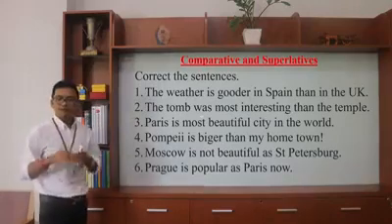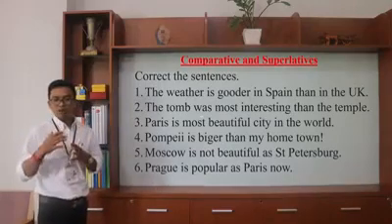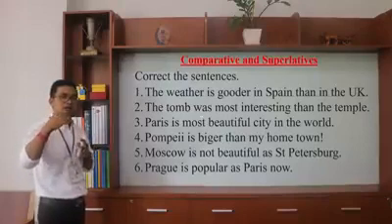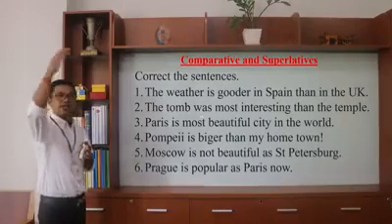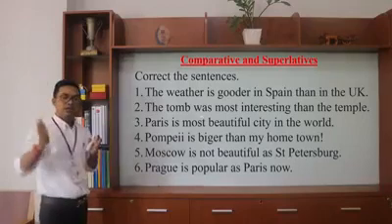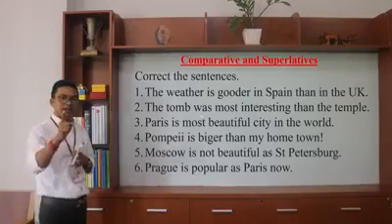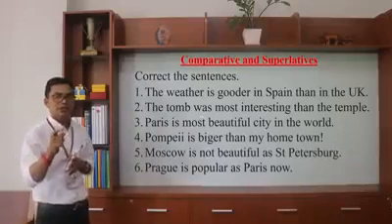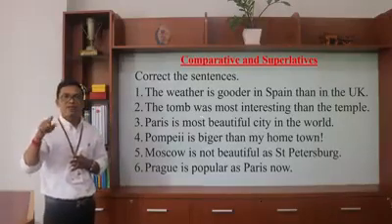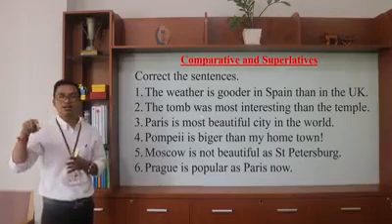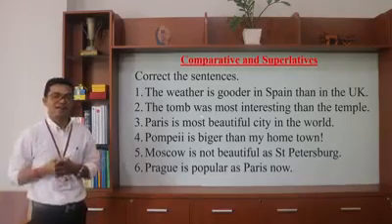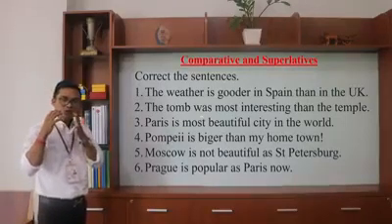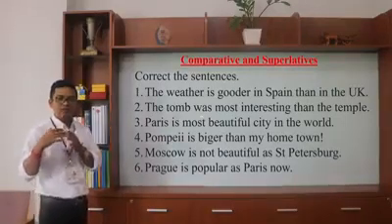And then number 3, Paris is the most beautiful city in the world. So you see, it should be superlative because they talk about the highest degree in the world. Again, the superlative form is subject plus to be plus the most plus long adjective. So the correct answer, you should only add the in front of the most beautiful.